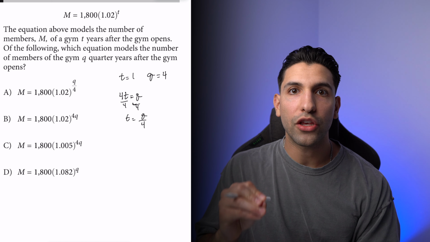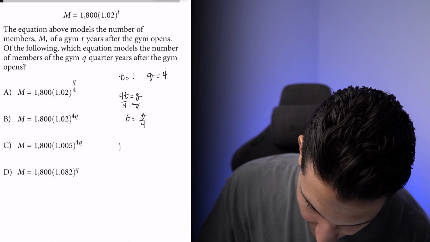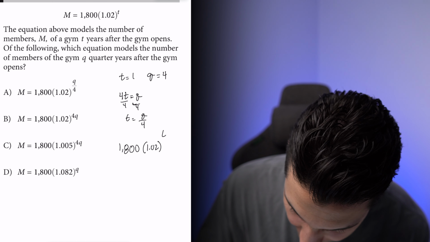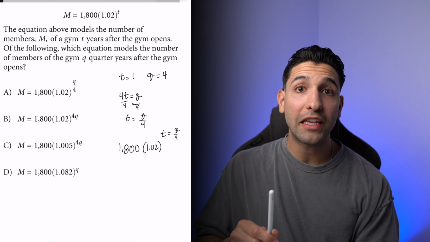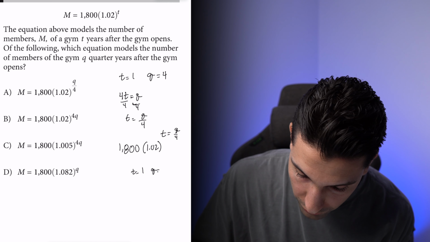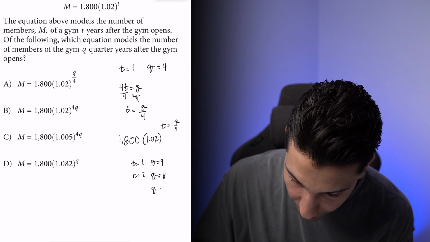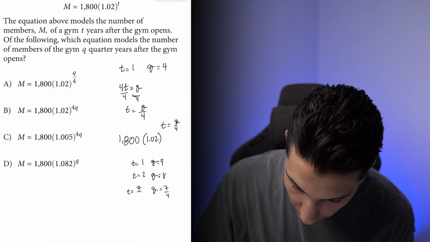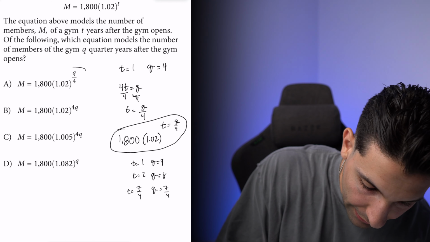So now we can plug in q over 4 for t in our model above, and then that should give us our answer. So we'll have 1800 times 1.02 raised to the t power, but that t equals q over 4. And if you don't believe me that that's the right answer, test it for yourself. If t equals 1, q equals 4. If t equals 2, q equals 8. If q equals 7, then we just divide that by 4, and t equals 7 over 4. Okay, and this is our answer, which is A.